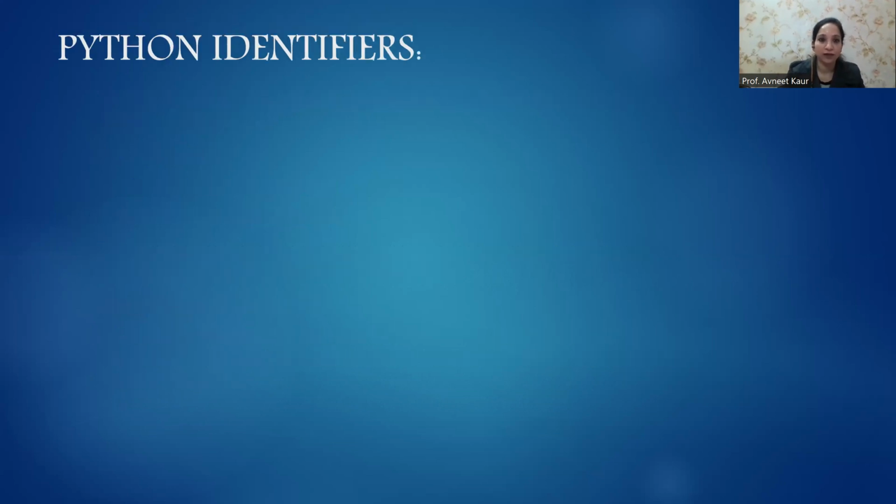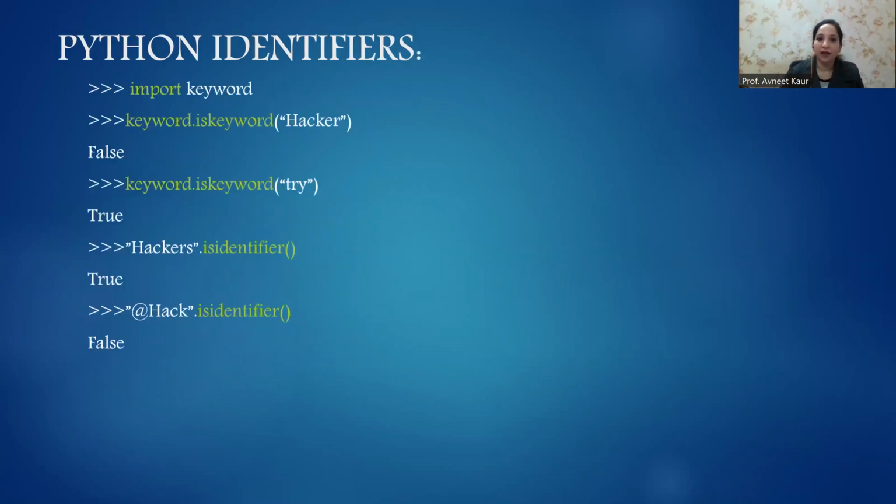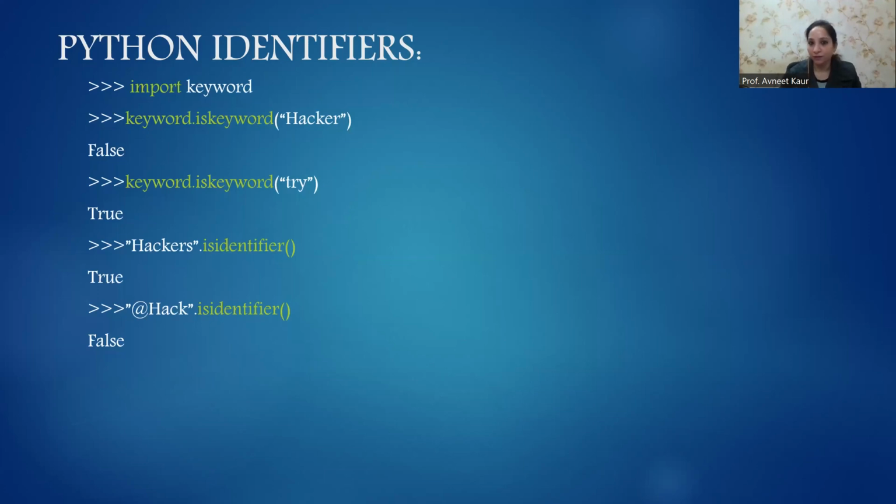So how does it work? Let's see in this slide. I typed import keyword. Why have I written this statement? This is used to import the module keyword, in which I'm going to use the function iskeyword. So we need to write keyword.iskeyword and then just pass the identifier name. I've passed hacker as an identifier name, so it will return false, since hacker is not a keyword.